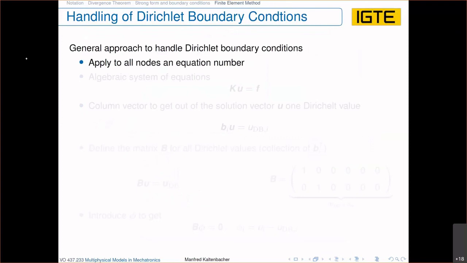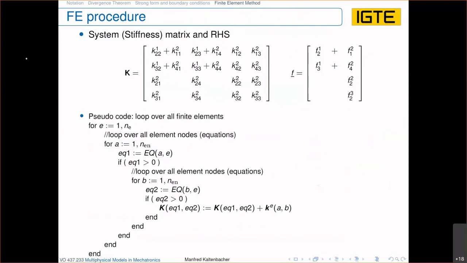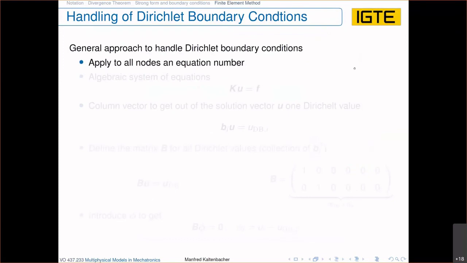Okay, that is the approach where, as I have told you, when I already know that at a node I have a Dirichlet boundary condition, I do not apply an equation number, which also means that we will have some additional contributions to the right-hand side. A second approach, this general approach to handle Dirichlet boundary conditions, could be the following: well, you could apply an equation number to all nodes.